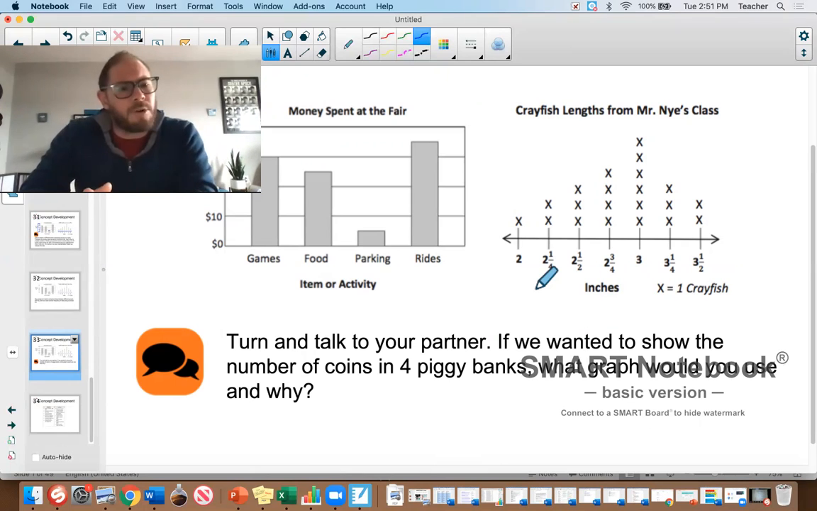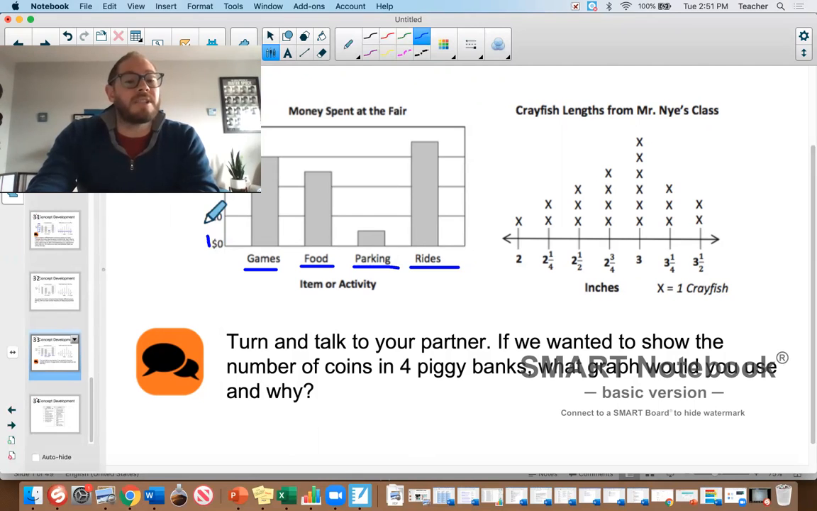Well, I know I would probably want to use a bar graph because I'd show the different piggy banks as the items at the bottom, and then I could show the number of coins going up along the sides. But if I tried to do that on a line plot, this doesn't show how many things I have in each group, does it? It would probably be good to show how many coins of each type I have in all 4 piggy banks, but it wouldn't help me compare how much each piggy bank has.